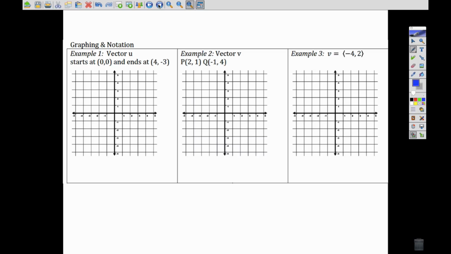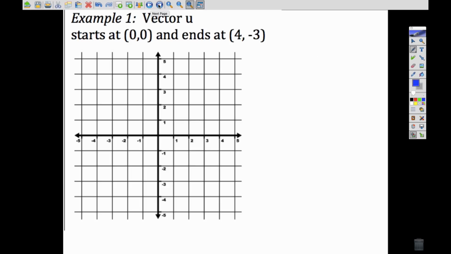Okay, so now we're going to move on to graphing and notation. There are 5 examples that we're going to look at, and we'll go pretty quickly through these because it's honestly pretty intuitive. Okay, so example 1. If we have a vector, it might tell you a starting location and an ending location. So for this particular example, we have a starting location at the origin, and we have an ending location at 4, -3. So if I draw that in, remember the ending location, like the arrow has to point at that ending location.